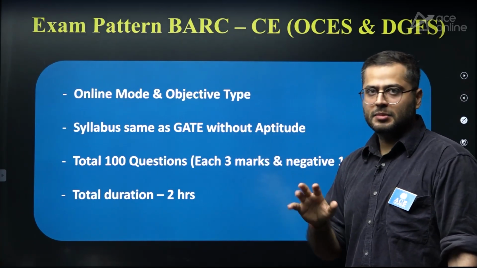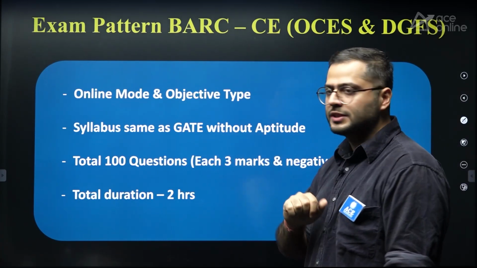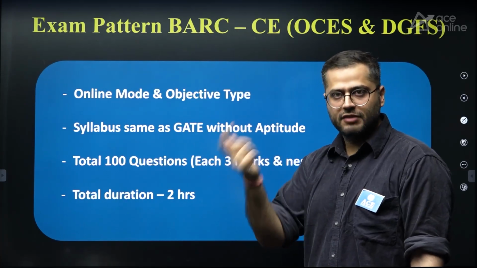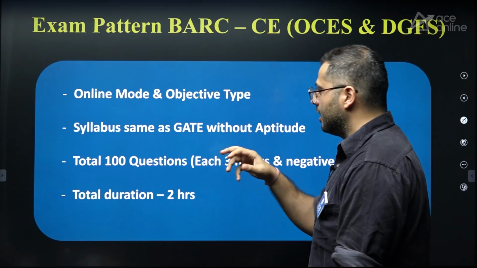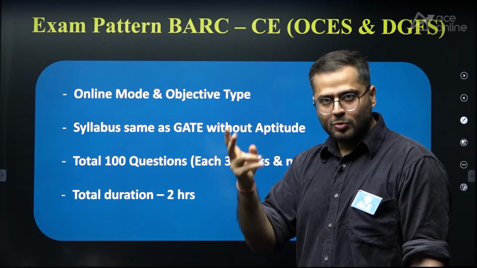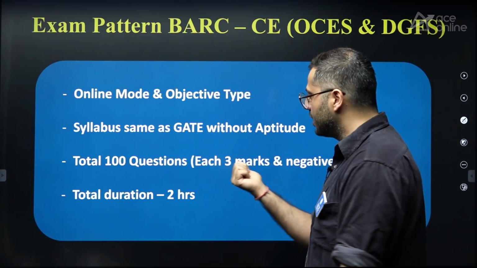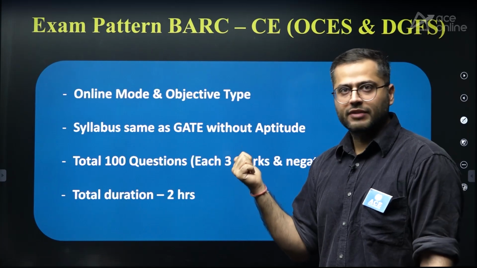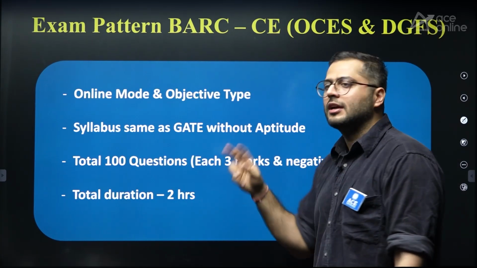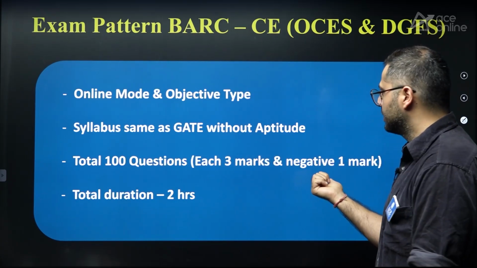Mathematics will be there in the syllabus. Total 100 questions are there. In the GATE examination, total 65 questions are there, and each and every question is either of 2 marks or 1 mark, and 3 types of questions are asked. Here, only 1 type of question is asked, objective type. Positive marks are 3 marks and negative marking is 1 mark.